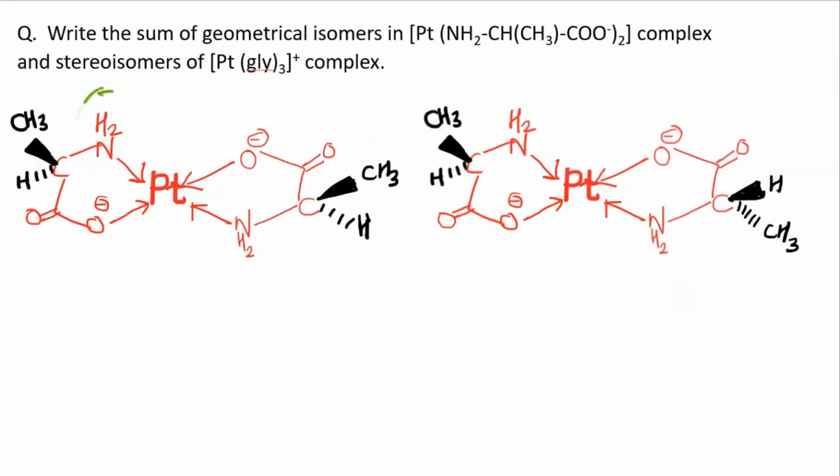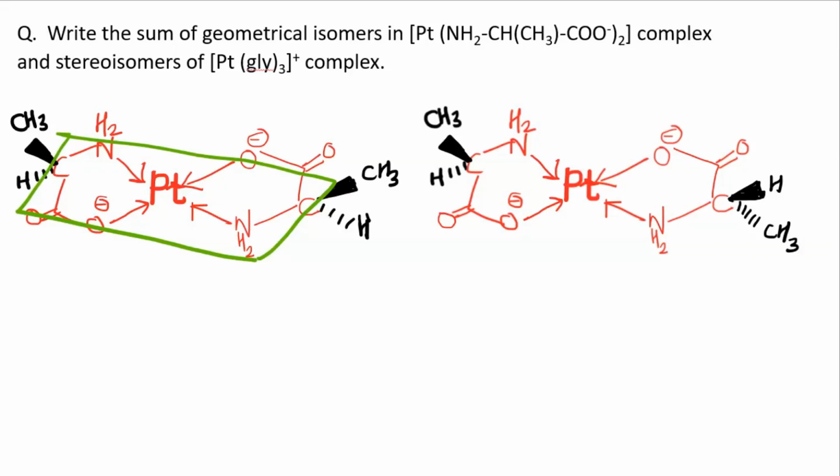NH2 and NH2 are 180 degrees opposite to each other. Here also, NH2 and NH2 are 180 degrees opposite to each other. Now, like in the previous case, if you take a plane like this, because it is a square planar complex, right?